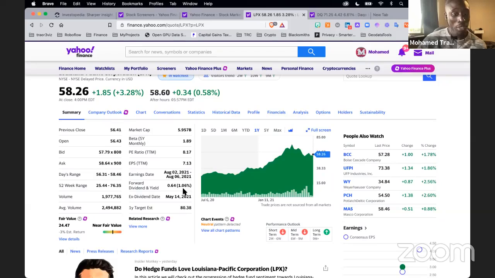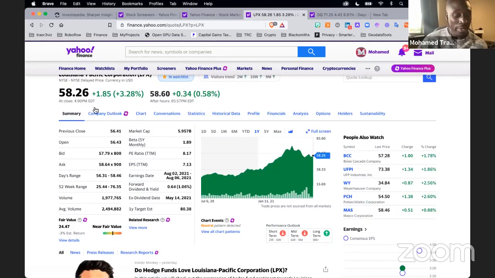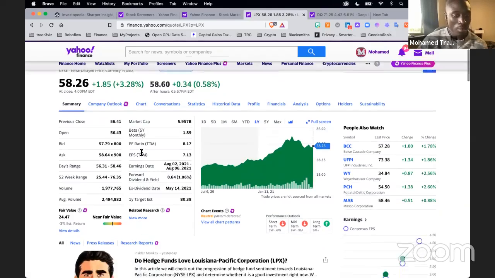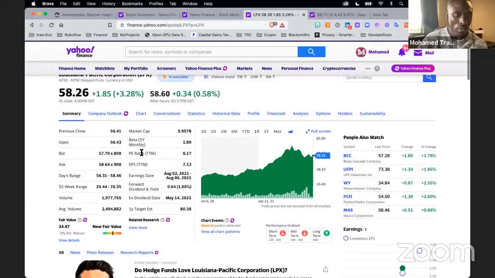All right, that's decent. So essentially, if I had 100 shares of this, my dividend would be $64 times 100. That's 100 shares. That's a lot of money. It's almost 6K, but that's just for reference, so you all know.